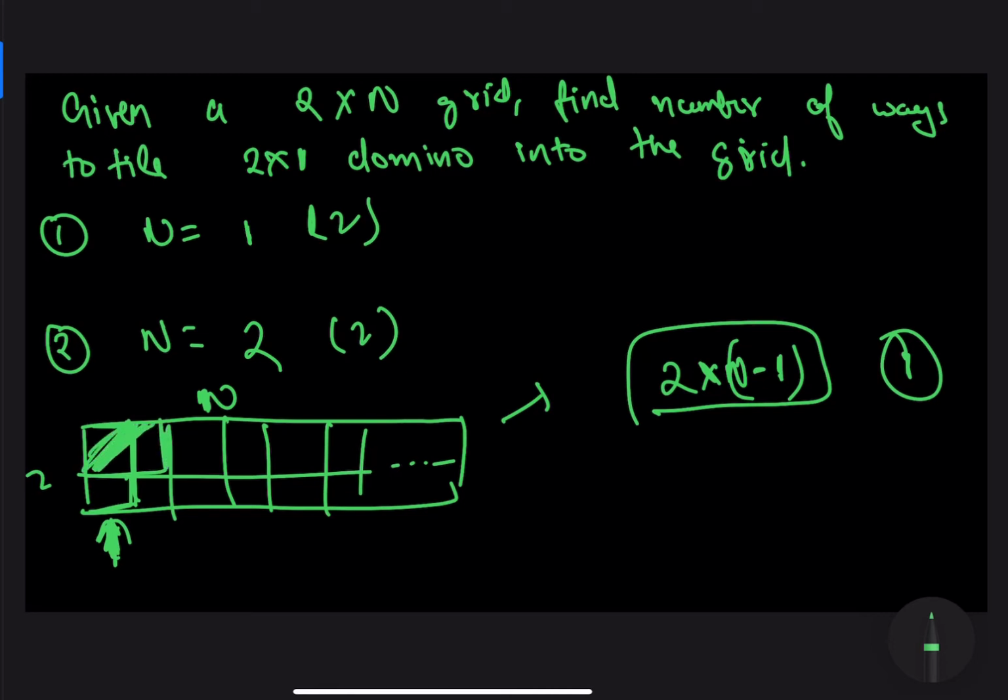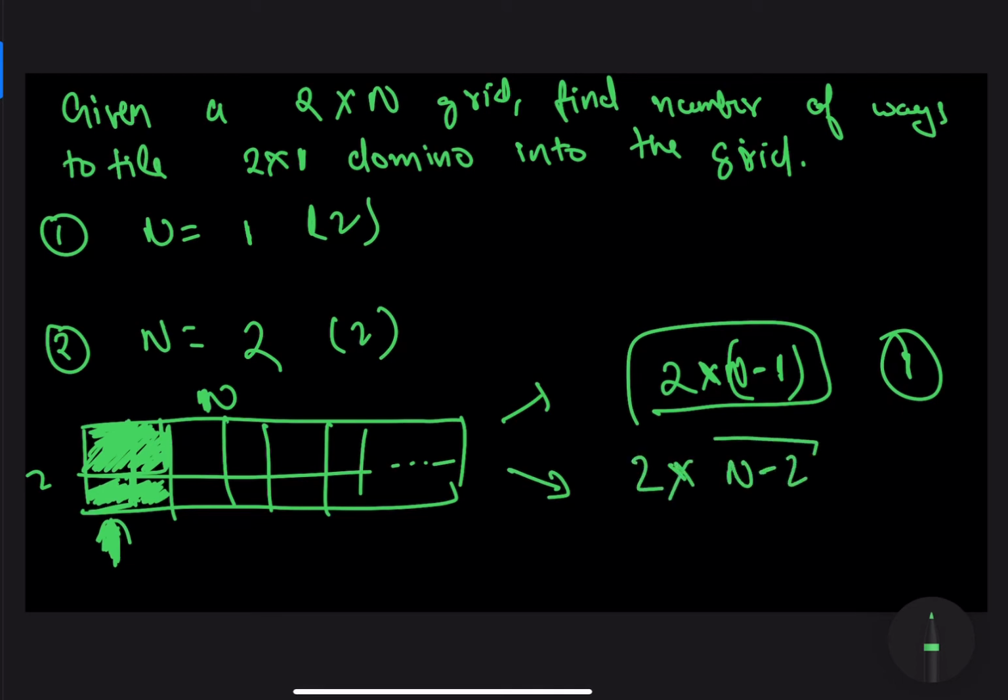The second way is I can lay down a domino horizontally here. The moment I lay down a domino horizontally, it becomes quite obvious that I would need to lay down another domino in the lower half. So this is the second way, where we lay down two horizontal dominoes at this position. In this case I would have to find the number of ways to tile the remaining 2 cross n minus 2 grid.